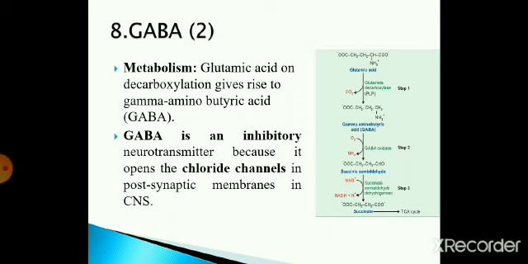Next question is GABA. So glutamic acid on decarboxylation gives GABA, that is gamma-amino butyric acid. It is an inhibitory neurotransmitter because it opens the chloride channel present in the postsynaptic membrane in the central nervous system.